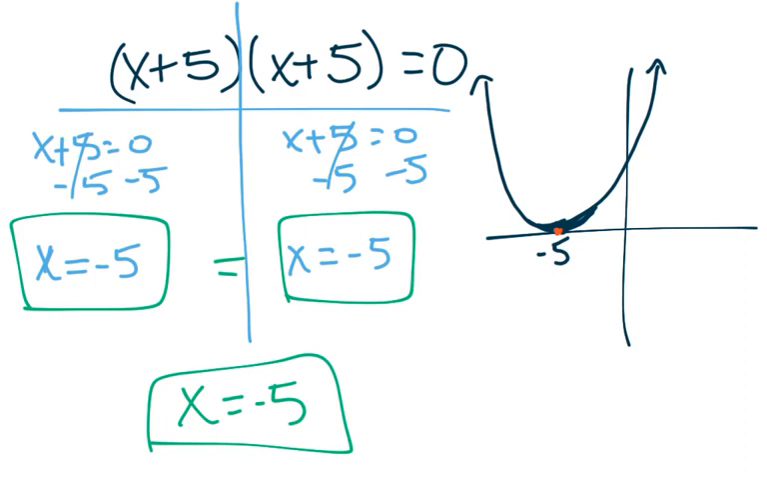I'll show you one more example in full swing. So we have x squared minus 13x plus 40.